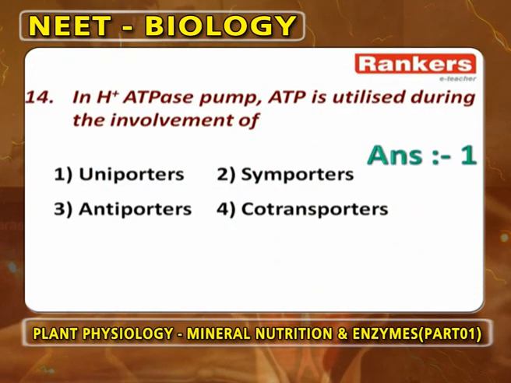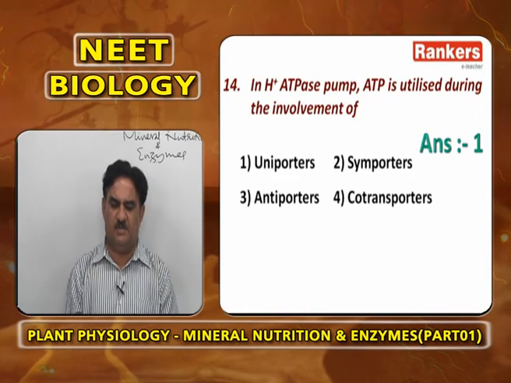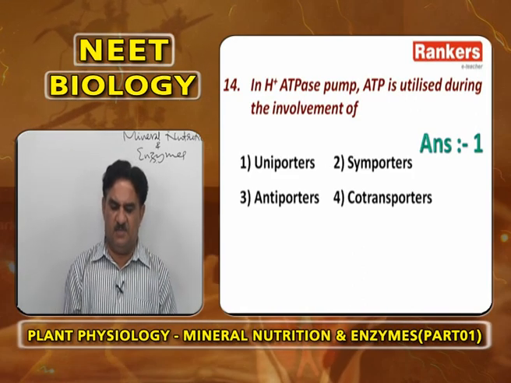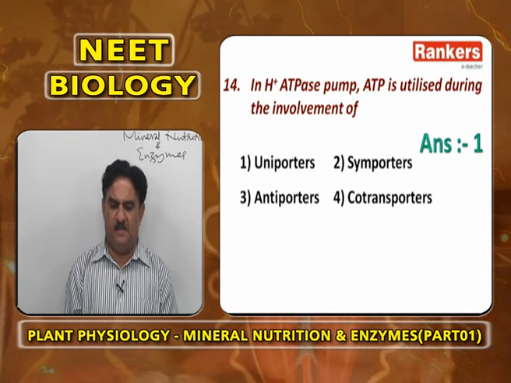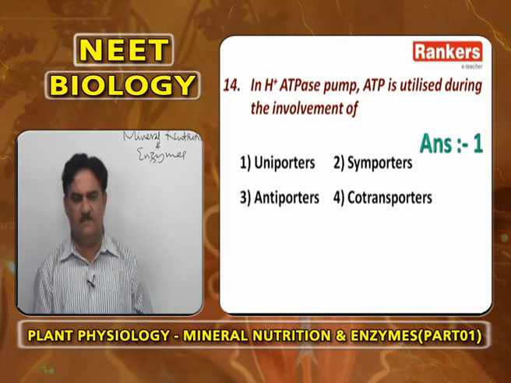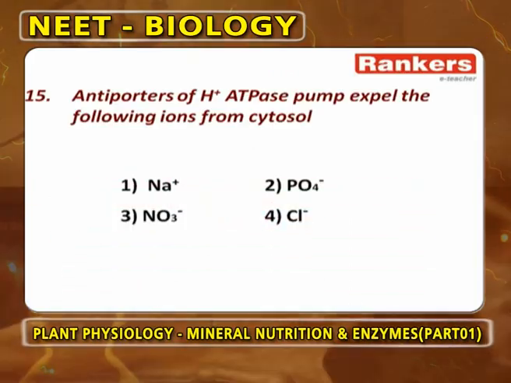In H plus ATPase pump, ATP is utilized during the involvement of. Every time ATP hydrolysis occurs only when primary active transport occurs. Primary active transport is nothing but uniporter. So in H plus ATPase pump, ATP is utilized during the involvement of the first option, uniporters. Next.